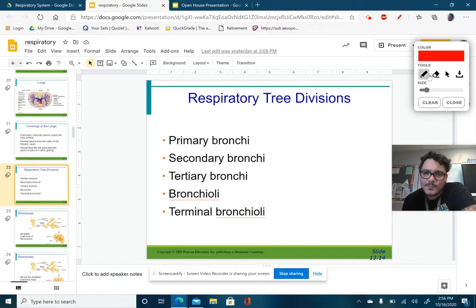Bronchioli, by the way, this suffix right here, OLI. There's another suffix that you'll see sometimes. It's the same thing, OLE. Both of those stand for small. So bronchioli or bronchiole is just a super small bronchus. That's all. The terminal bronchioli is going to be the last one. Terminal meaning ending or the end, right? Okay. Let's continue onward.